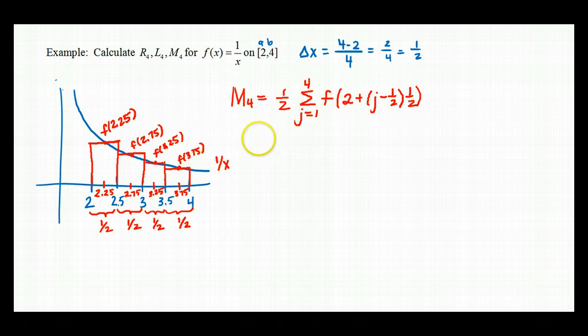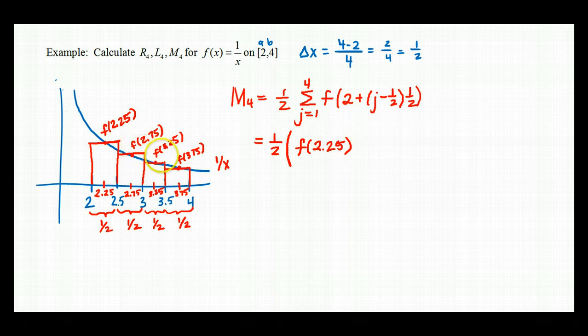So let's go ahead and use the formula just so that we can see the first value come out as expected. If we substitute 1 into j, we're going to have 1 minus 1/2. So 1 minus 1/2 is 1/2. 1/2 times 1/2 is 1/4. 2 plus 1/4 is 2.25. So this first function value to come out is f of 2.25 as expected. But it was a lot easier to look at the graph and break up the interval like that instead of using the summation notation. So f of 2.25 is the very first height.